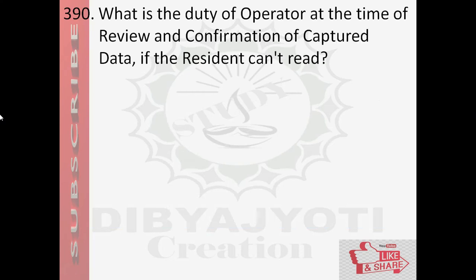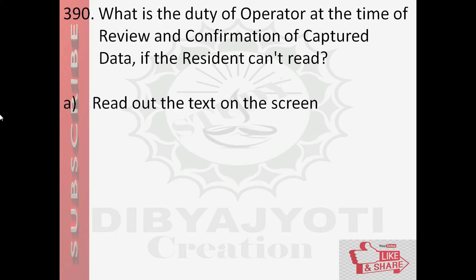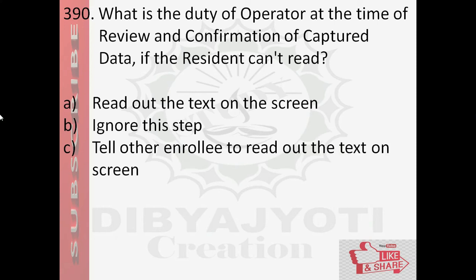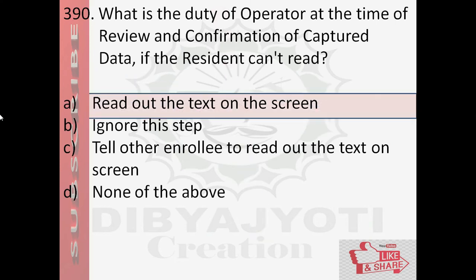Then move on to the final question of this video, 390. What is the duty of the operator at the time of review and confirmation of captured data if the resident can't read? Options are: option A, read out the text on the screen. Option B, ignore this step. Option C, tell another employee to read out the text on the screen. Option D, none of the above. And the answer is option A, read out the text on the screen.